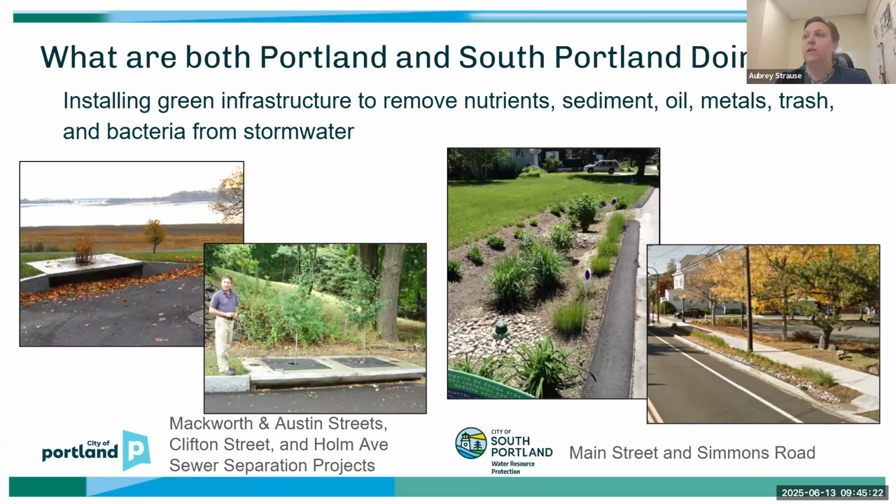So on the left-hand side, you'll see photos from a couple of the City of Portland's sewer separation projects where we're taking what was a combined system and we're taking the stormwater, putting it into this area and putting the sewage into this area.